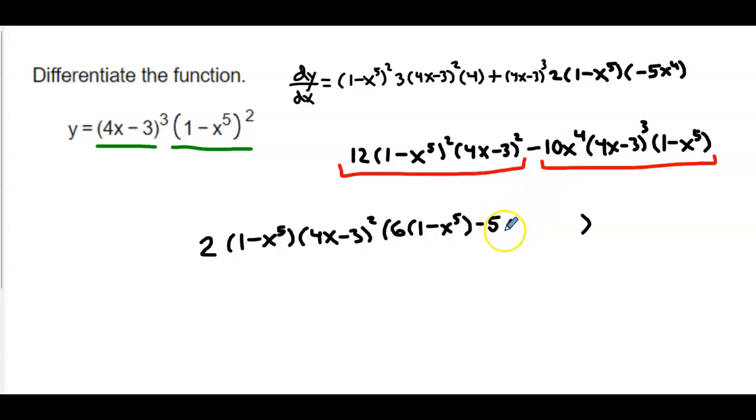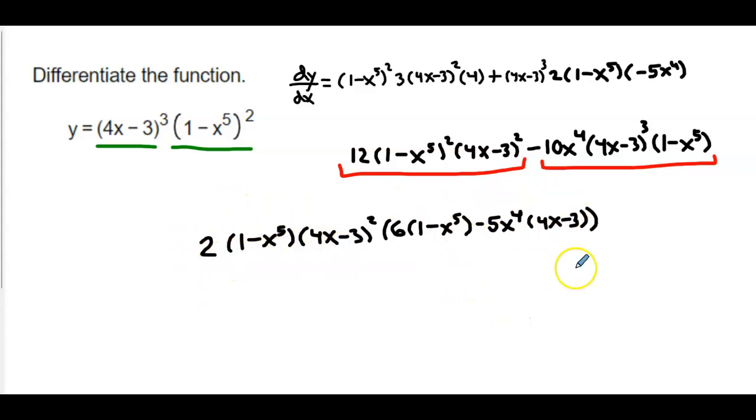We didn't pull out any x's, so we'll leave the x to the fourth here. 4x minus 3, well, there were 3 of them in this term, and we had pulled out 2 of them as part of our greatest common factor. So we still have 1 left over, 4x minus 3. And then we pulled out this 1 minus x to the fifth in our greatest common factor, so this is completely gone. So now we have the greatest common factor pulled out.